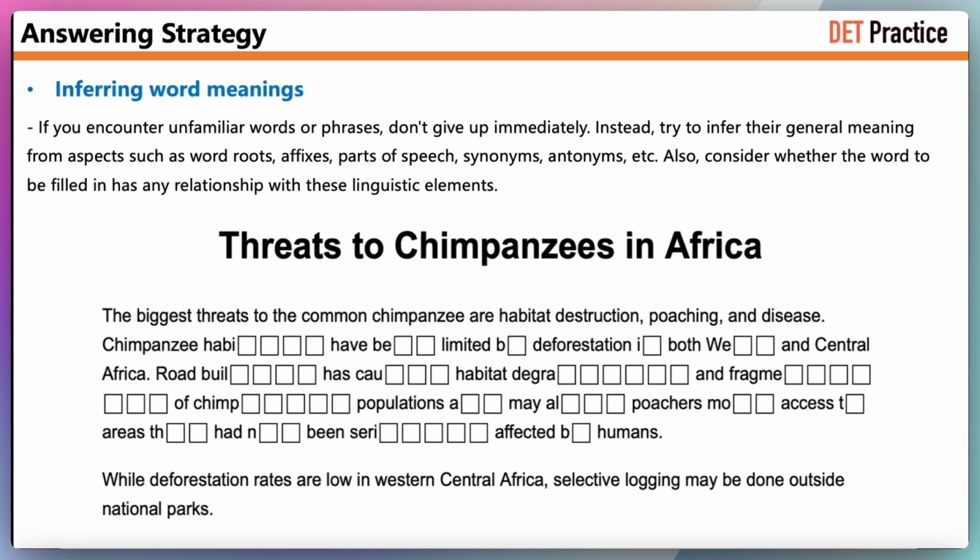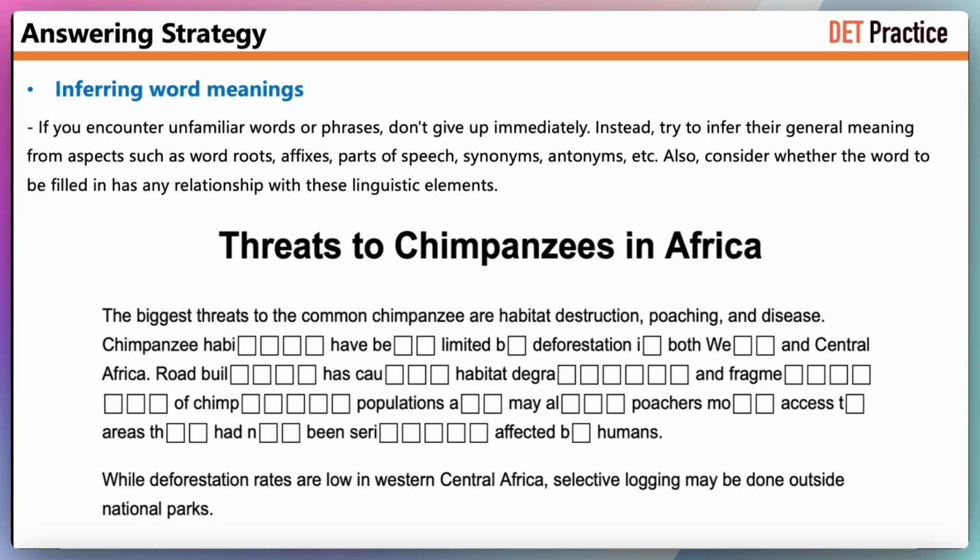Good. Let's look at the article. The first sentence says, the biggest threats to the common chimpanzee are habitat destruction, poaching, and disease. This gives us crucial information to narrow down what C might be. Habitat and disease suggest that C could be a plant or animal. If you don't know destruction, think of a word like construction.